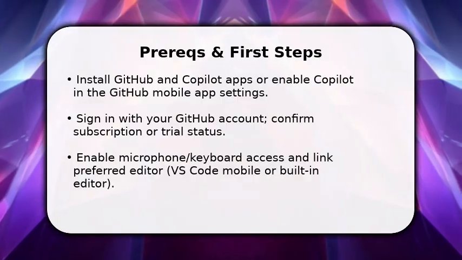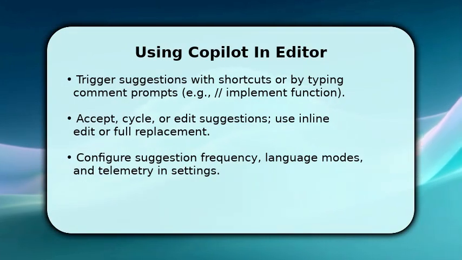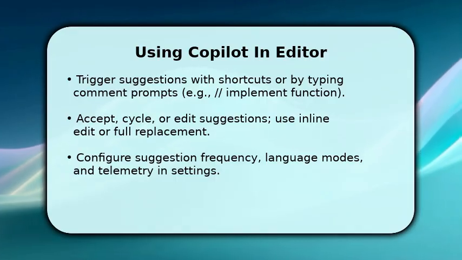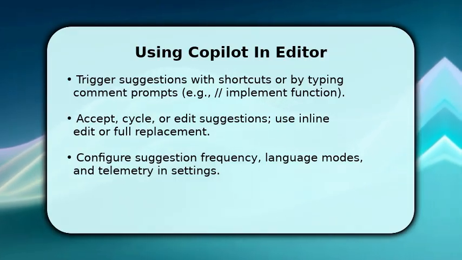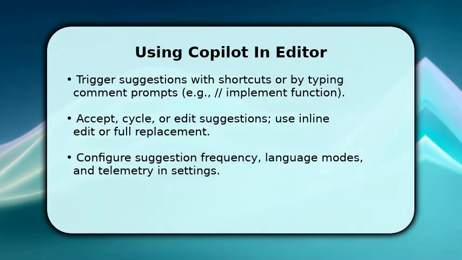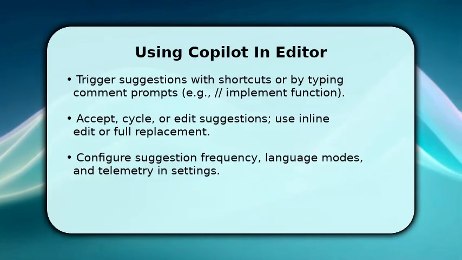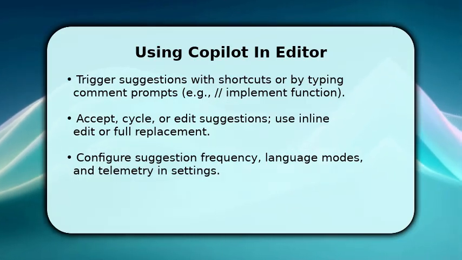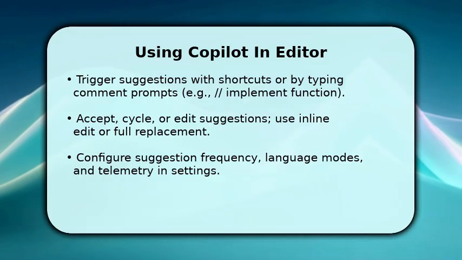You'll now interact with Copilot inside your mobile editor. Type a clear prompt or start the function signature and wait. Suggestions appear inline or in a suggestion pane. If the first result isn't right, cycle alternatives or edit the suggestion before accepting to keep intent accurate.